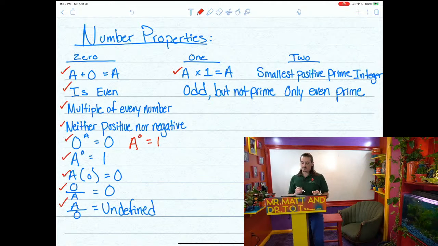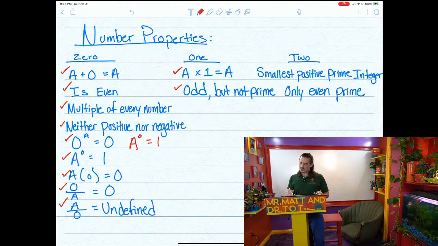For 1, make sure that you understand that a times 1, or any number times 1, is a. Remember that 1 is odd, but it is not prime, because it's the only number that has only one factor. One's only factor is 1, and the definition of prime is that it's divisible by only 1 and itself. 1 happens to be itself, so it doesn't abide by that definition, and so 1 is not prime. That's really important, and that becomes relevant in a lot of evaluation questions.